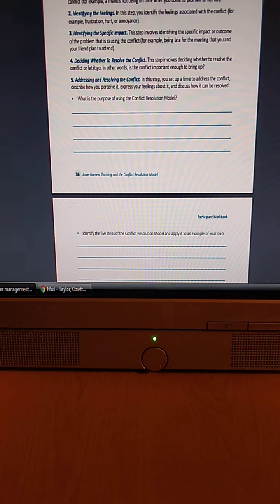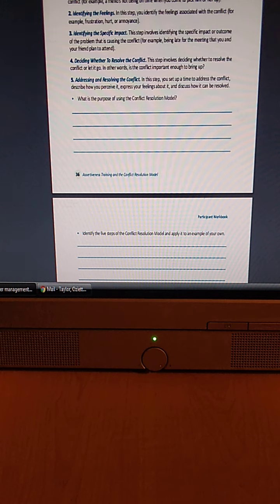The next thing is identify the specific impact. So in this situation, you want to understand the outcome of the problem that's causing the conflict. For example, being late for the meeting, or even being late to work if you are carpooling with someone and that person is always late. So he or she makes you late, and then you're losing money, or the boss is mad with you. So of course that is a frustrating and a point of anger and contention.